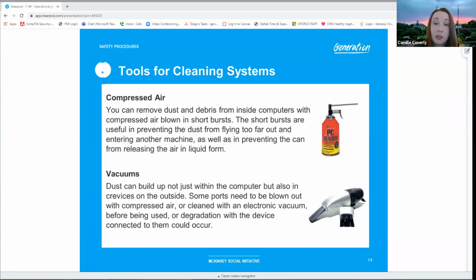Vacuums. Dust can build up not just within the computer, but also in crevices on the outside. Some ports need to be blown out with compressed air or cleaned with an electronic vacuum before being used, or degradation with the device connected to them could occur. Okay. Why couldn't you use just a regular old vacuum?